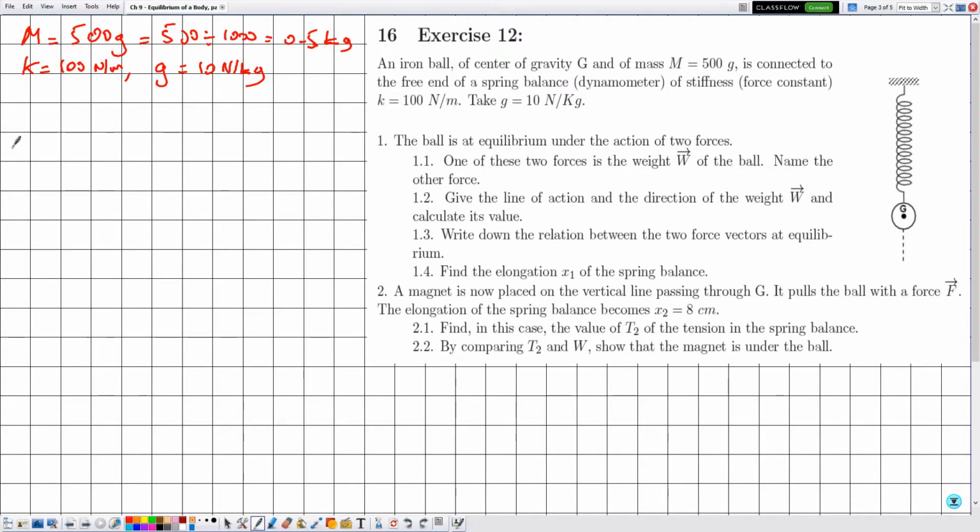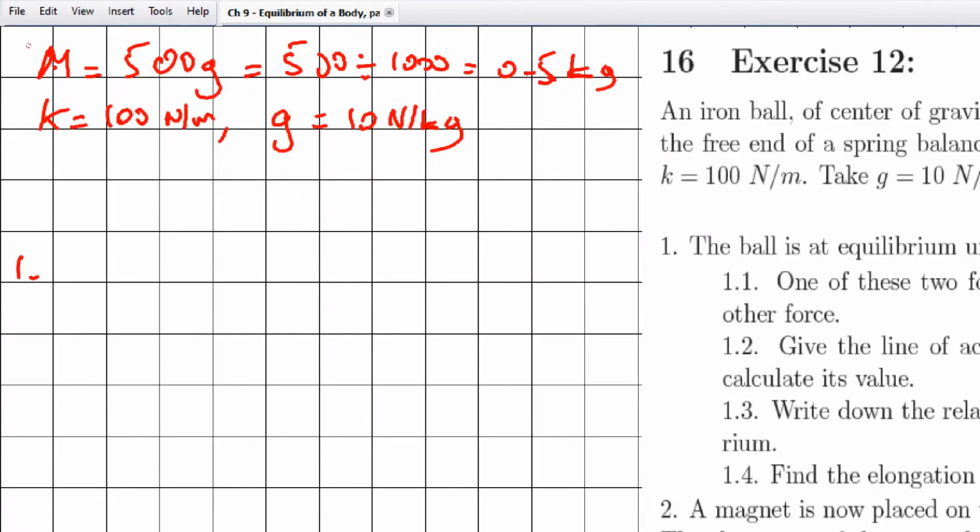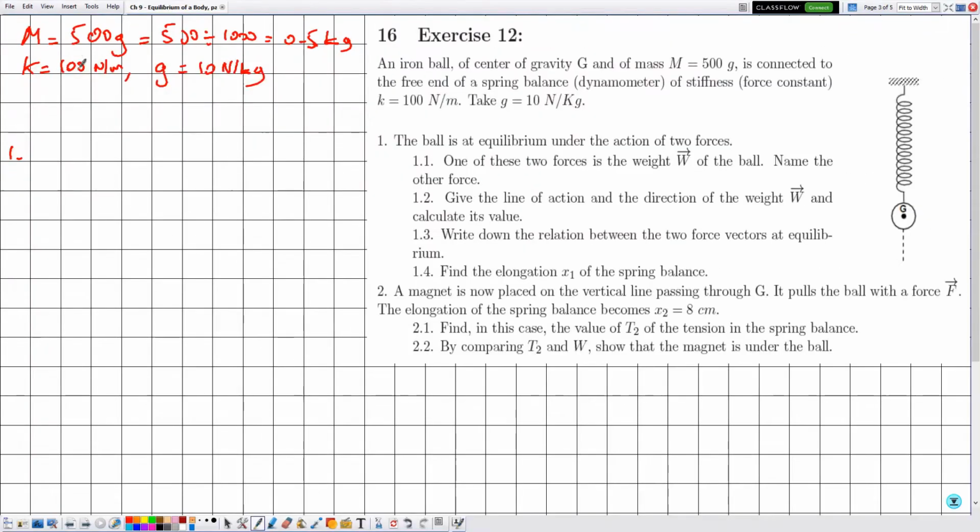Now number one, okay, before we refer to the exercises, let's look over the exercise overall. We have M and we have G. We can determine the weight. From the weight, because it is at equilibrium for sure, we can deduce the tension. Knowing the tension and knowing K, the elongation can be deduced using Hooke's law. Number one, the ball is at equilibrium under the action of two forces, so at any moment in this exercise we can use the condition of equilibrium.